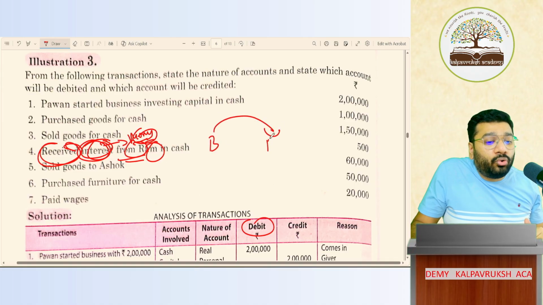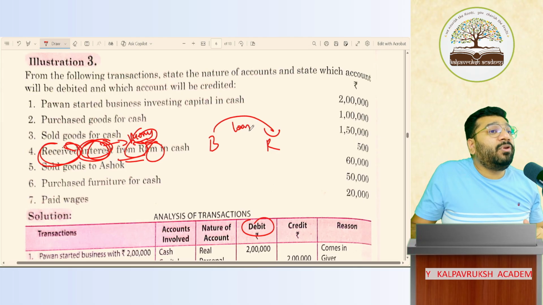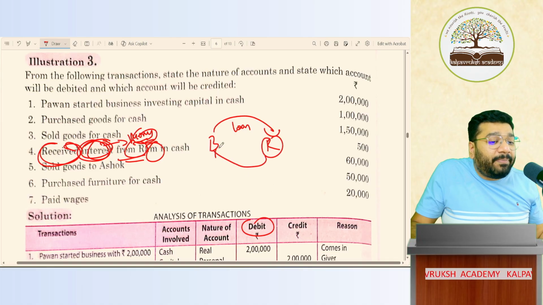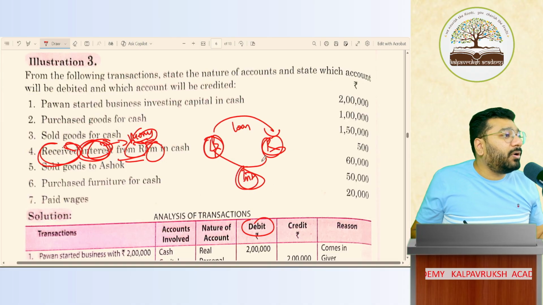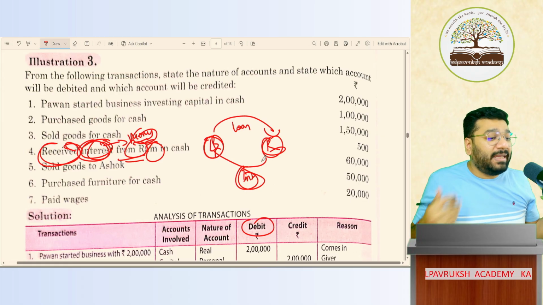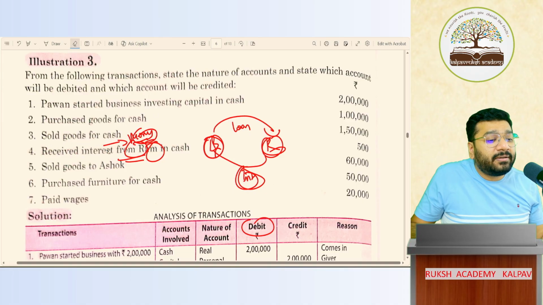Business gave a loan to Ram. For enjoying that money, Ram is compensating by paying interest. So Ram paid interest to business, or business received interest from Ram. However we calculate, this is my income. Clear or not clear?